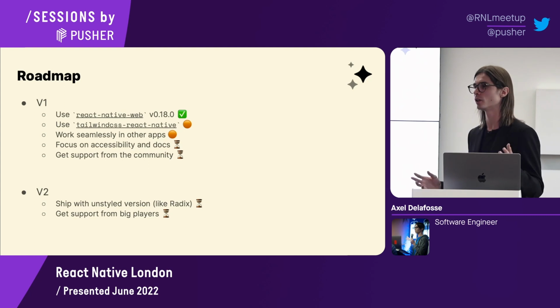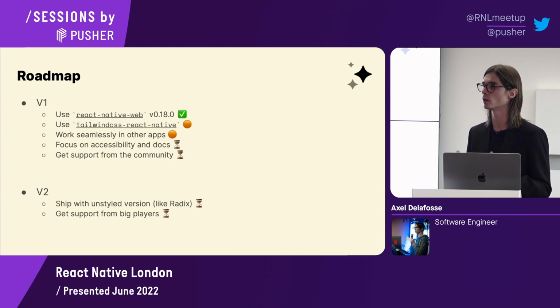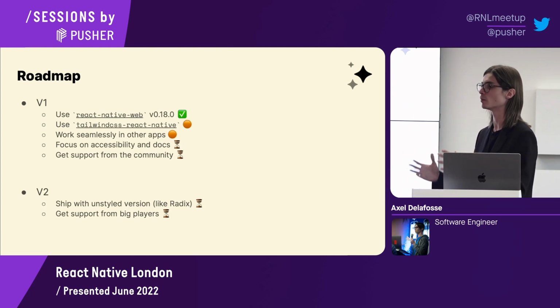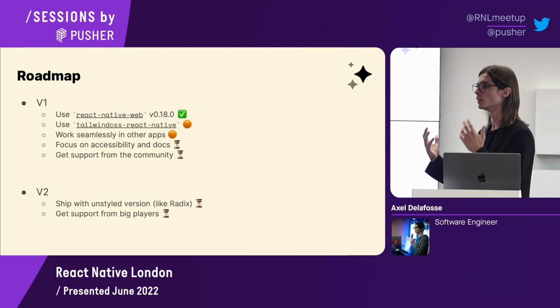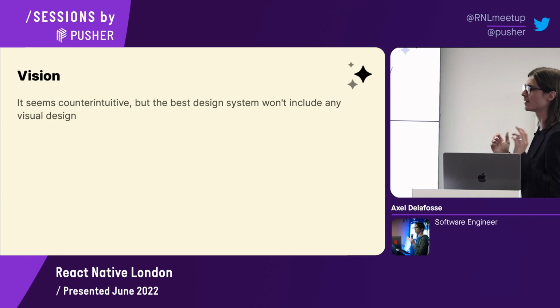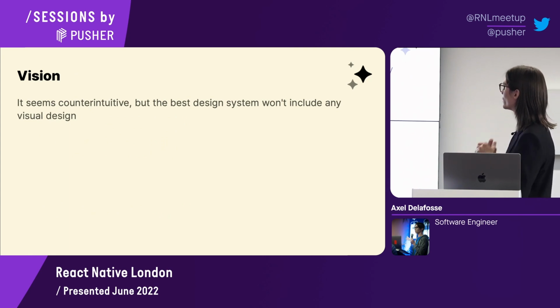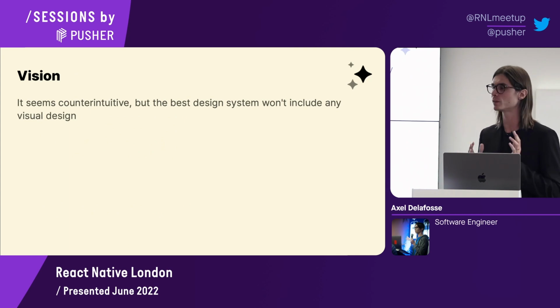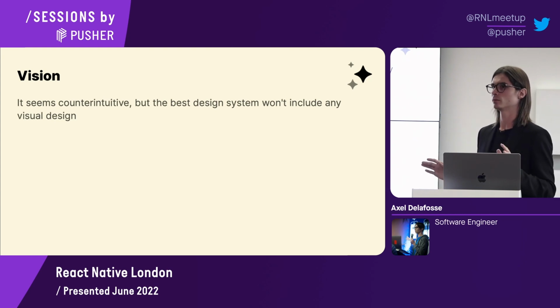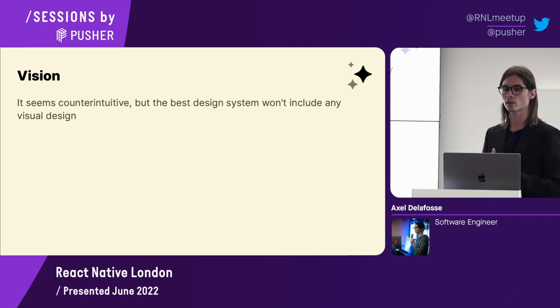We really think that there is a very nice opportunity for us as a community to create a very good design system that's not opinionated on design, again, but on good APIs and good defaults. So that's where I was going with the vision. It seems counterintuitive, but to me, the design system that will win, the best design system, the design system that you want to use, won't include any visual design. It's not about how nice your buttons are looking or whatever. It's not only about the visual design.